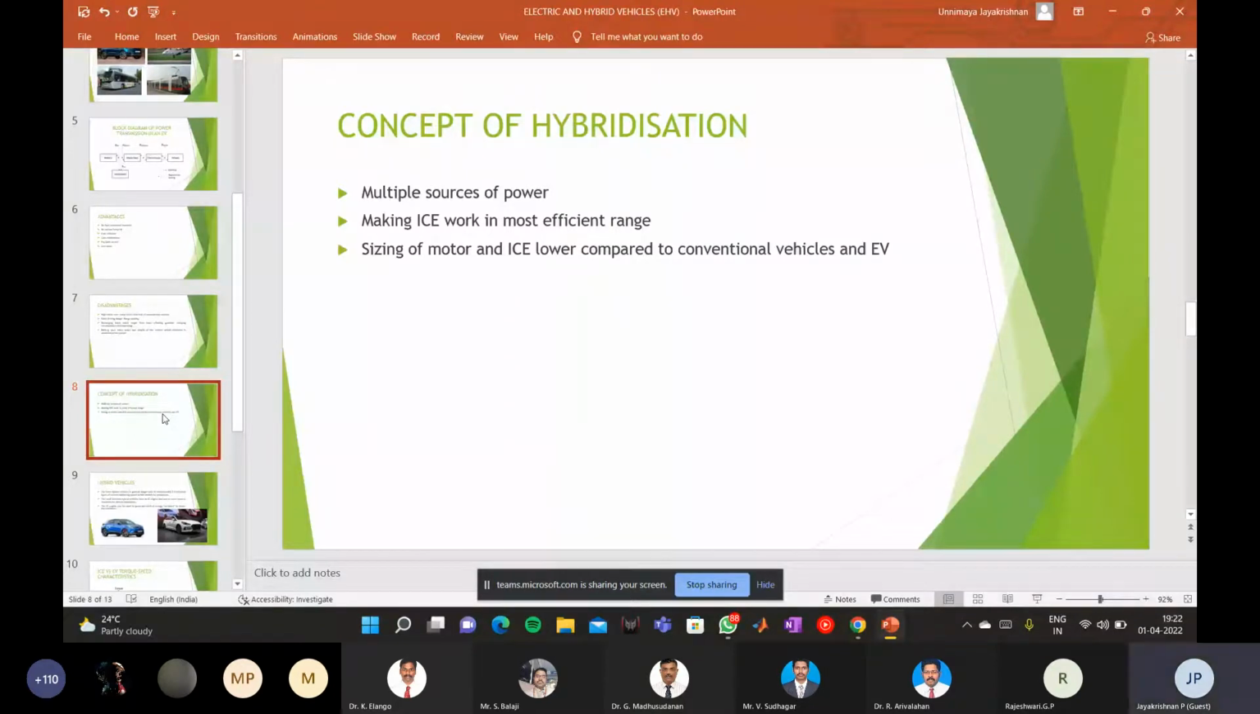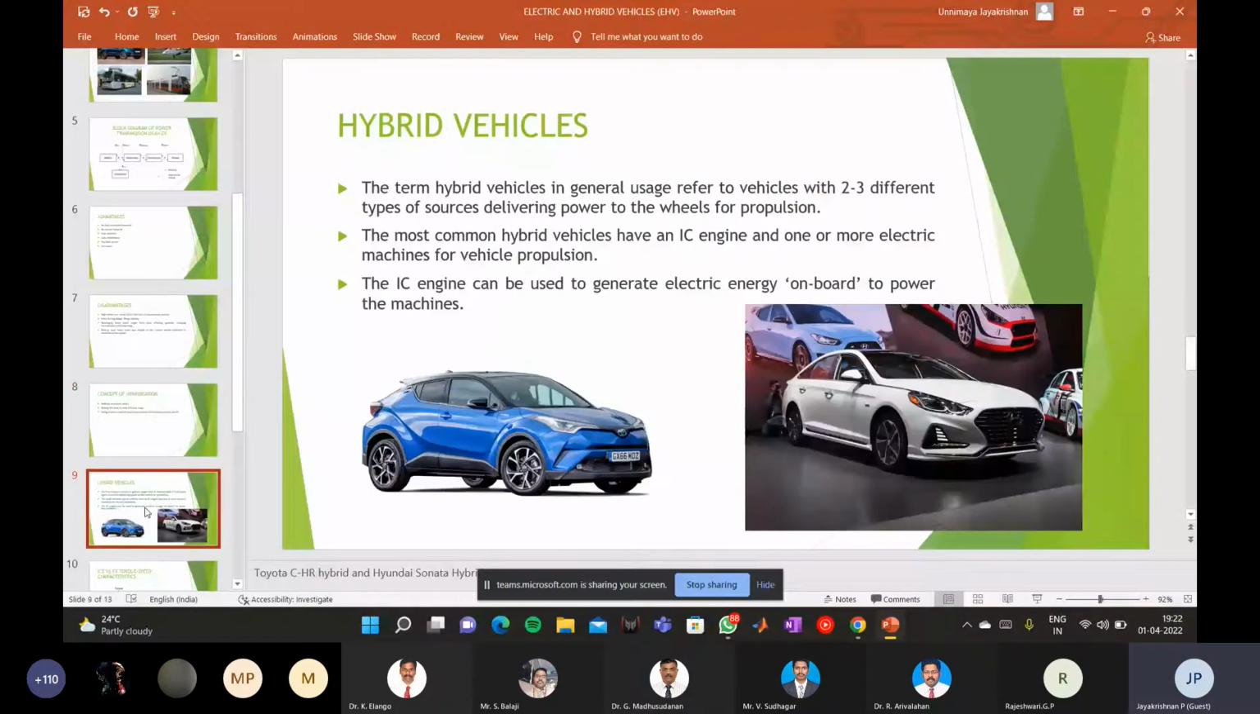The next is hybrid vehicles. What is a hybrid vehicle? Hybrid vehicles in general refer to vehicles with 2 or 3 different types of sources delivering power to the wheels for propulsion. More than one source of power. It will be combined electric and battery, and also diesel or petrol, and it is used for the propulsion of the vehicles.